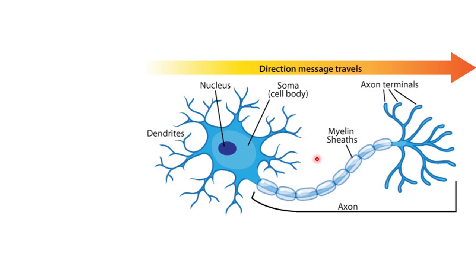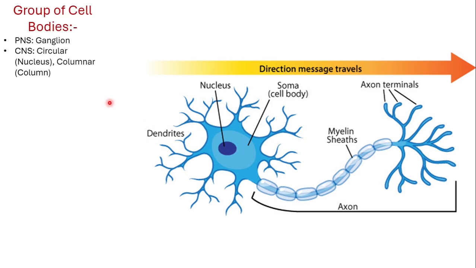Okay, so a group of cell bodies in the CNS is called a nucleus or column, depending on its shape. If it's circular, it's called a nucleus. If it's in a columnar shape, it's called a column. And a group of cell bodies in the peripheral nervous system is called a ganglion. Okay, and a group of axons is called a tract or fasciculi.